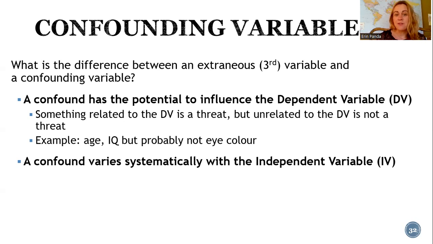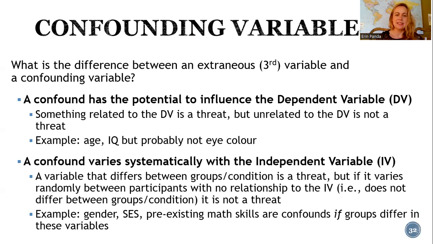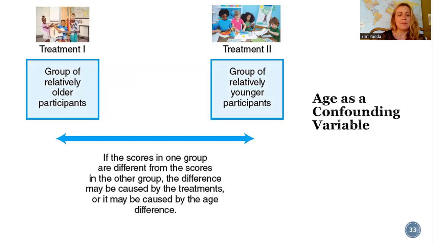A confound also has to vary systematically with the independent variable, and this is what we have to watch out for. So anytime there's a systematic difference between participants in one group compared to the other, this could be a confound. So take this example of age being a confound. Imagine that it happened to be that all of the participants or most of the participants in our music group were older than those in the art group. And then we measured their math skills and we found that those in the music group had higher math skills than those in the art group. Well, we wouldn't know if that higher math ability was because of the training that they received or the fact that the participants were older. So this would be a problem and something we would want to avoid.